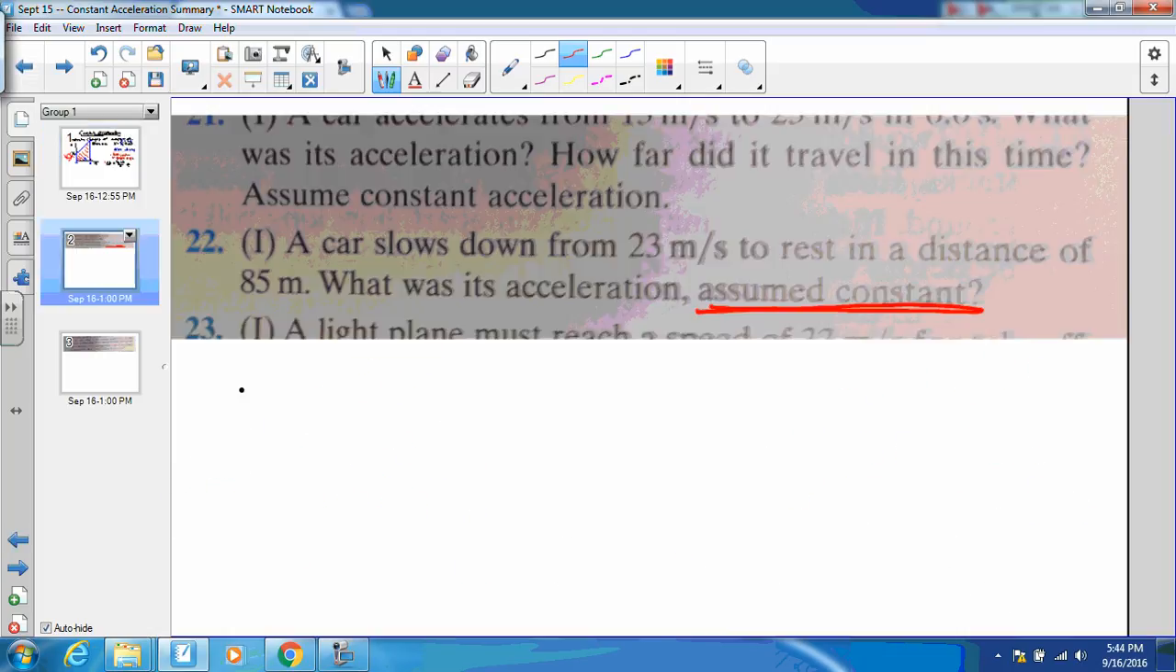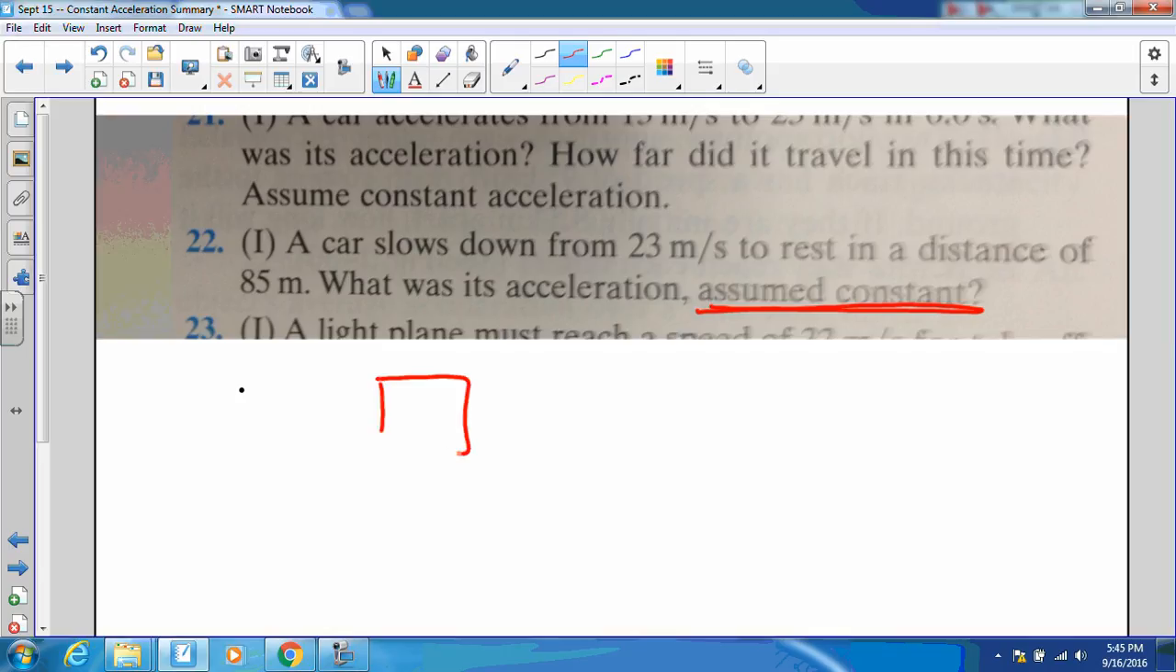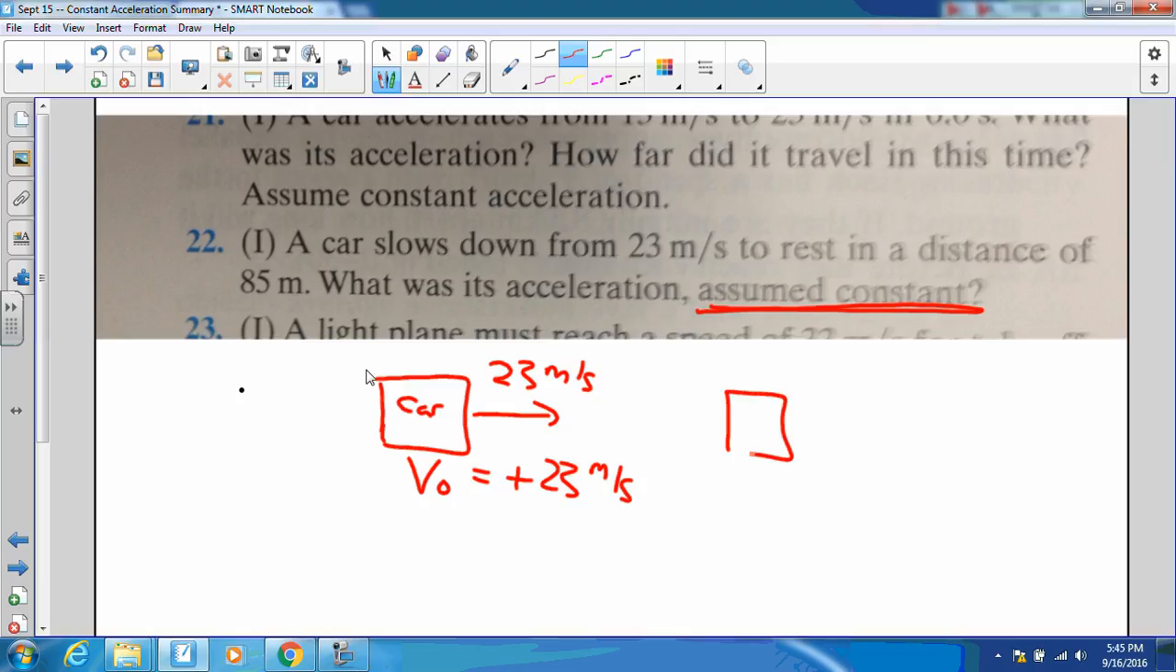And so I'm going to begin by identifying the information that is given to me. It often helps to draw a little picture of what's going on. So here's my car, and my car is traveling forward at 23 meters per second when the problem starts. We're going to label that information as v0, the initial velocity. And then some distance later, it comes to rest, so that its final velocity is 0. And while it is coming to rest, it travels a displacement of 85 meters. And we know it has to be in the positive direction because the car is moving forward.